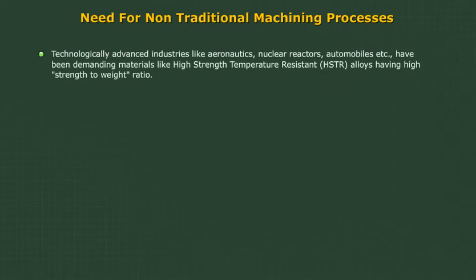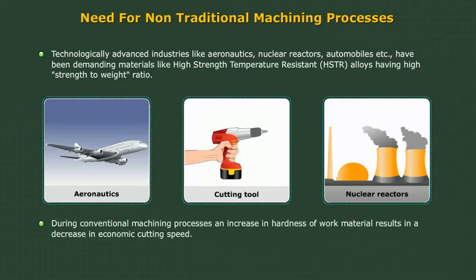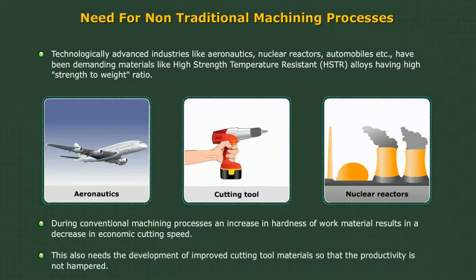Firstly, let us see the needs for non-traditional machining processes. Technologically advanced industries like aeronautics, nuclear reactors, automobiles, etc. have been demanding materials like high-strength, temperature-resistant alloys having high strength-to-weight ratio. During conventional machining processes, an increase in hardness of work material results in a decrease in economic cutting speed. This also needs the development of improved cutting tool materials so that the productivity is not hampered.